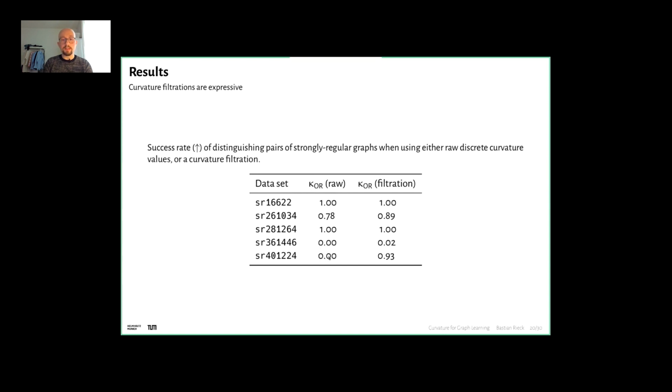So for instance, this last data set here, but if we use it in a filtration setting, suddenly this expressivity goes up quite considerably. Of course, you can also see that there are certain types of strongly regular graphs which, for whatever reason, we cannot really distinguish any better, but at least we're seeing some minor improvements. So that, for me, points towards the general utility of Ollivier-Ricci curvature in this setting.